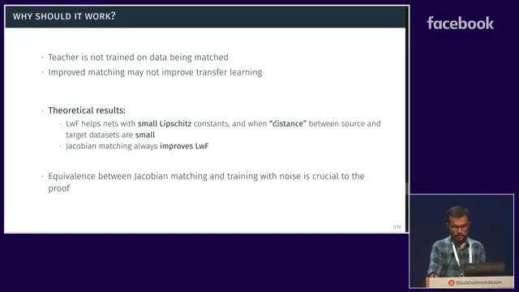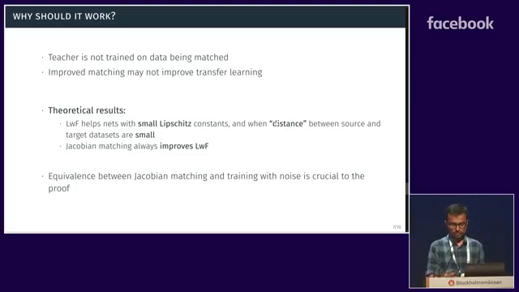To answer these questions, we have a few theoretical results. They tell us that this method, LWF, works when you have a teacher network with small Lipschitz constants, which means that it's smooth, and when a notion of distance between the source and target datasets is small. Here the source dataset refers to ImageNet, and the target dataset is what we want to train the student on. This just means that this method works when we are using it on a target dataset which is not too different from ImageNet. And that makes intuitive sense.